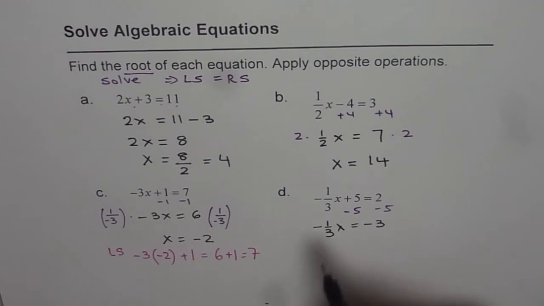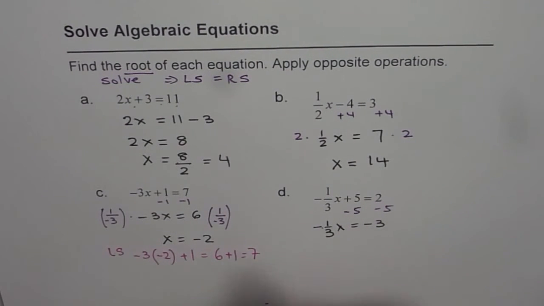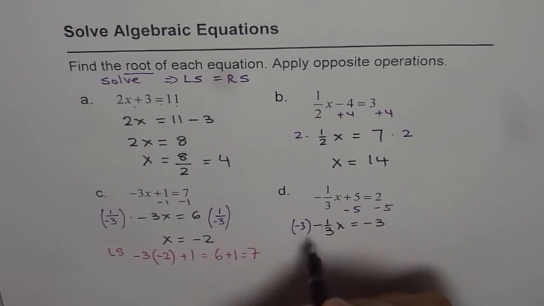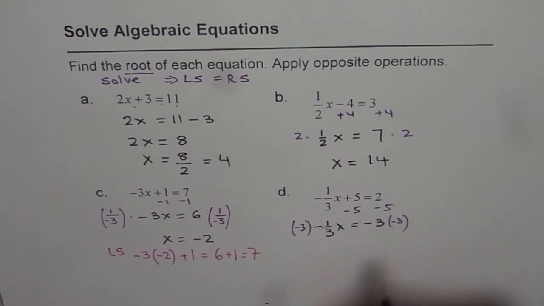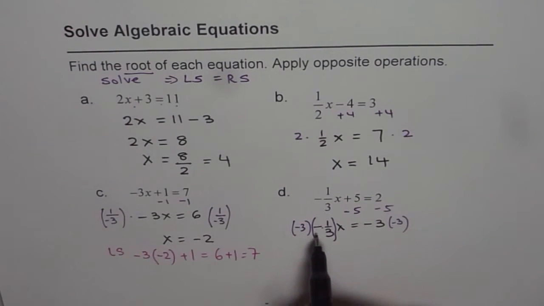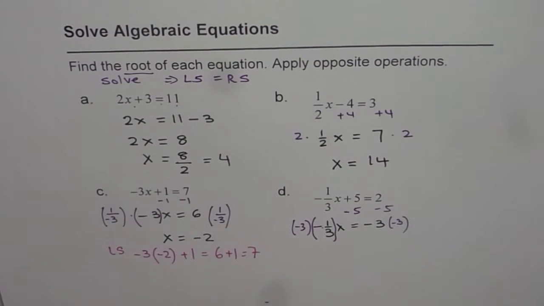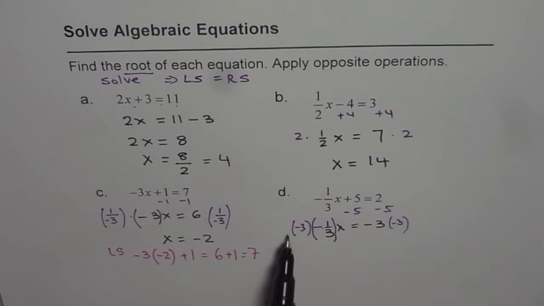Now, to isolate x, I should do what? I should multiply by minus 3, right? So let's multiply by minus 3. So this is multiplication by minus 3. Think like this. This is like minus 3 times 1 over minus 3. Is it okay? So I should write this also in brackets so that there is no confusion. So as you can see, placing brackets helps us to clearly see what we're trying to do.